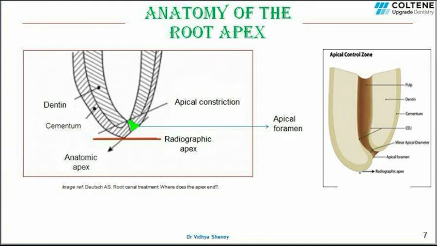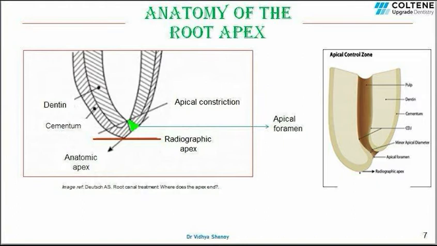You can see where the apical constriction is marked in this picture. So this apical constriction is the narrowest part of the root canal. It has the smallest diameter of blood supply, and the root canal preparation to this point will result in a small wound site and optimal healing.